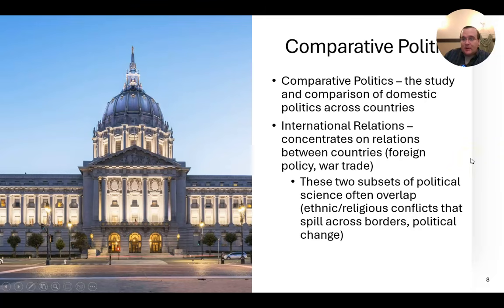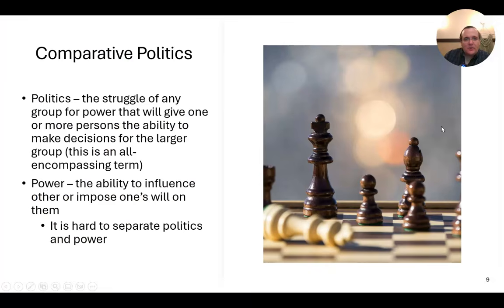These classes are offered at four-year colleges. Comparative politics, international relations was what I studied when I got my master's. Comparative politics, when I started teaching it at Illinois Central College, that became my favorite and is still my favorite subfield in political science.